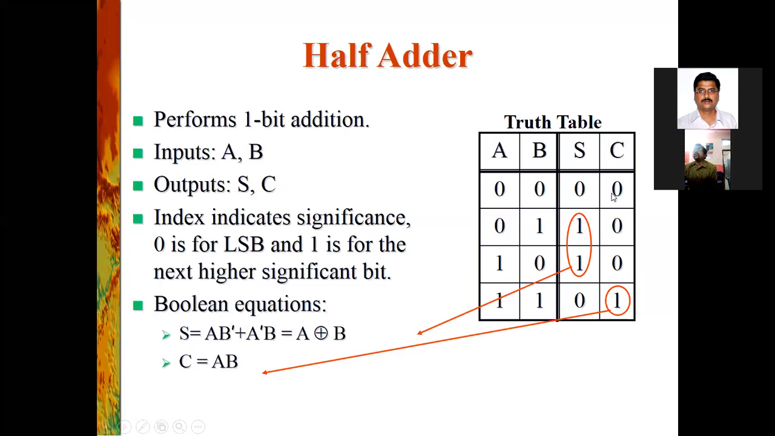Why did I tell you to concentrate on the carry column and sum column? The carry column represents an AND gate. The sum column represents an XOR gate. So from this we can come to a conclusion that we can design a half adder by using an AND gate and an XOR gate.